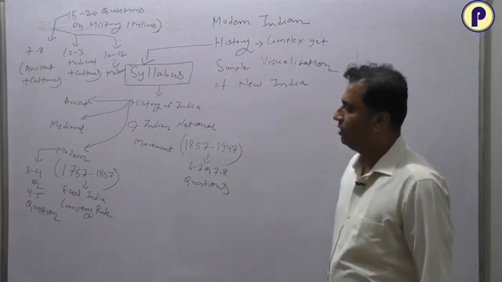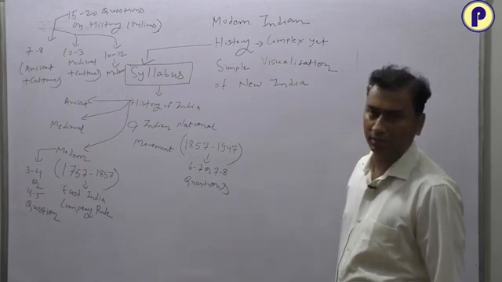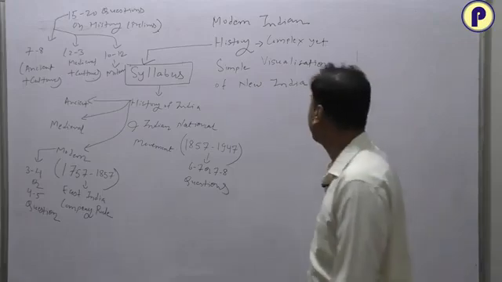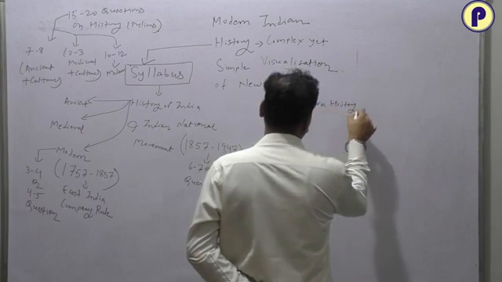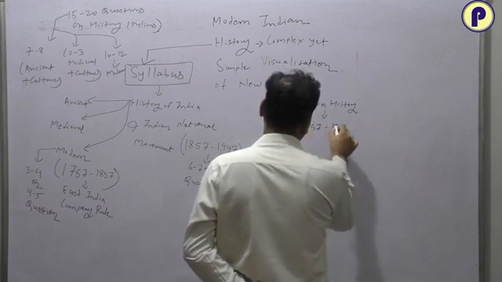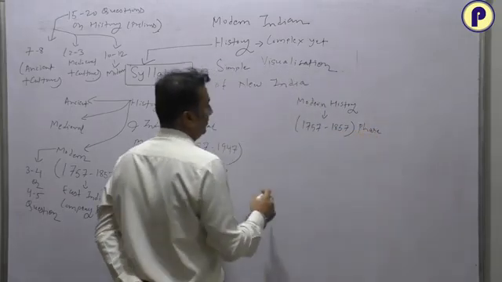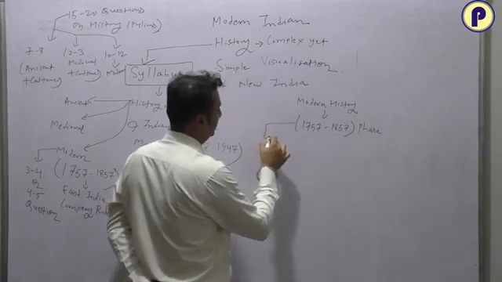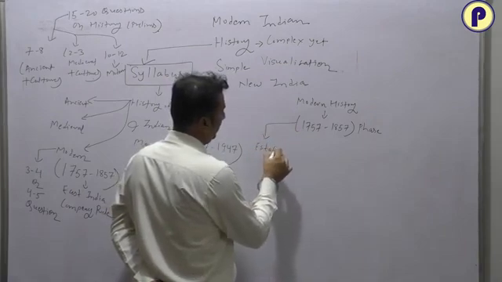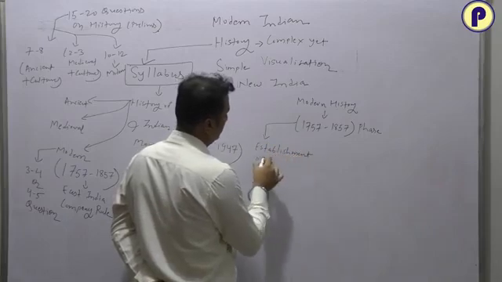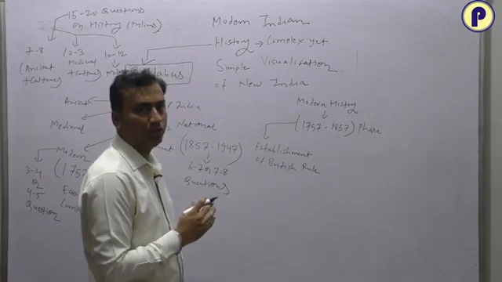Now we will discuss 1757 to 1857, and what kind of questions we can expect as far as Indian history is concerned. For these pages, we will see the topics where the questions will be asked. First will be the establishment of British rule.